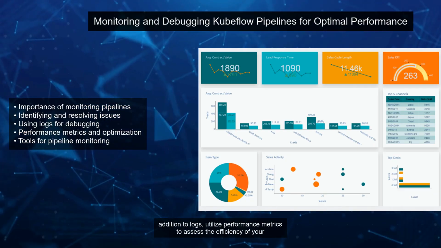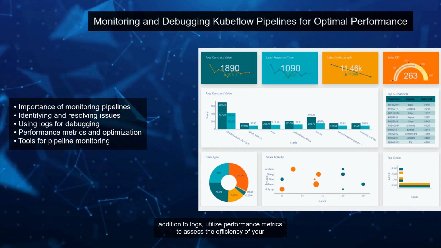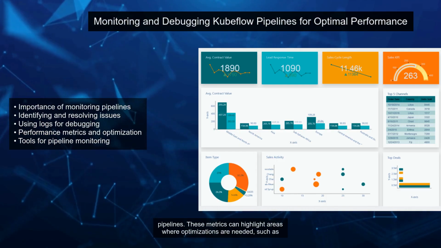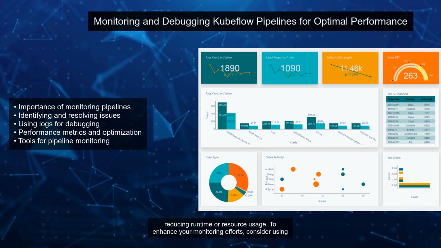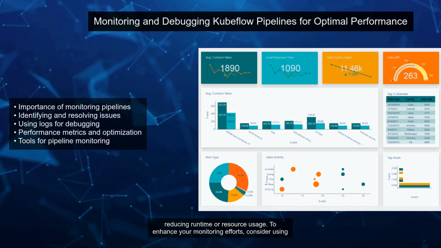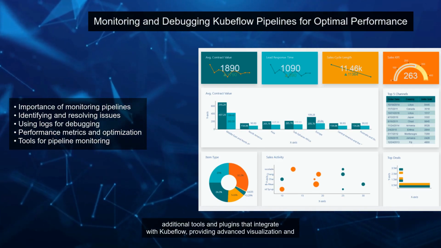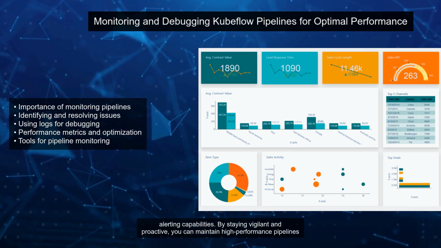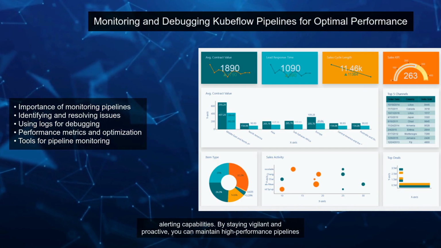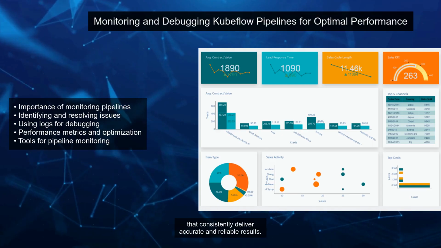In addition to logs, utilize performance metrics to assess the efficiency of your pipelines. These metrics can highlight areas where optimizations are needed, such as reducing runtime or resource usage. To enhance your monitoring efforts, consider using additional tools and plugins that integrate with Kubeflow, providing advanced visualization and alerting capabilities. By staying vigilant and proactive, you can maintain high-performance pipelines that consistently deliver accurate and reliable results.